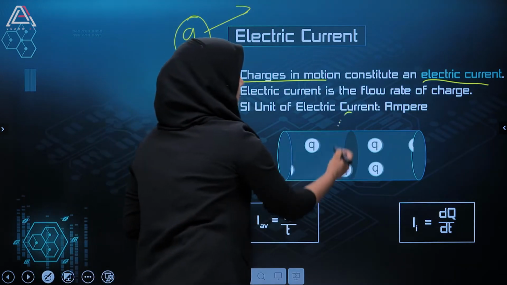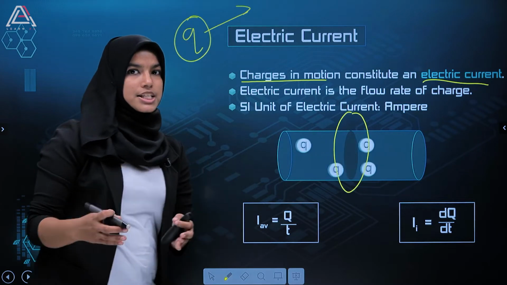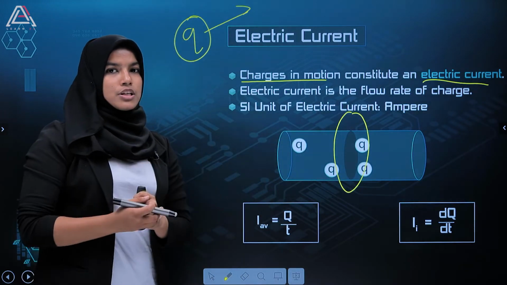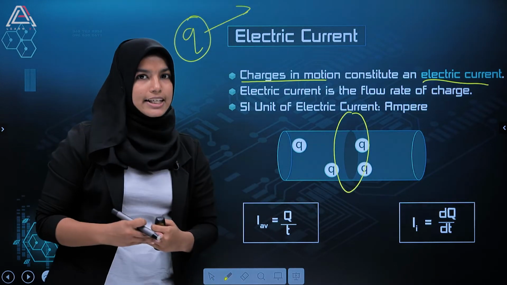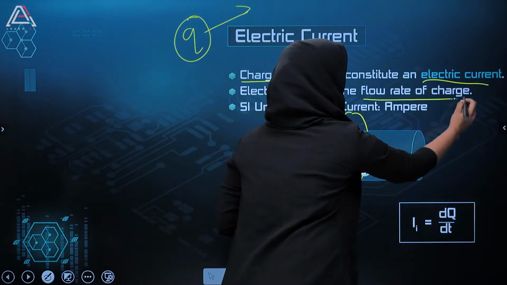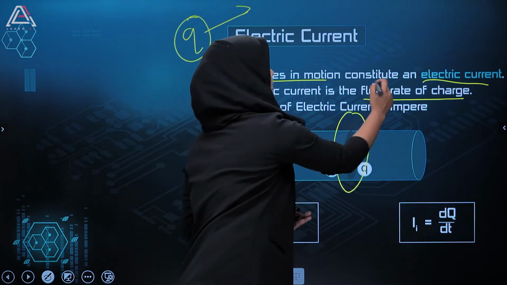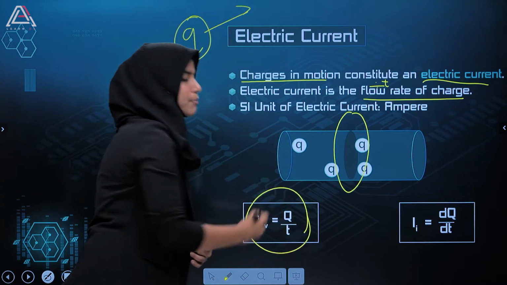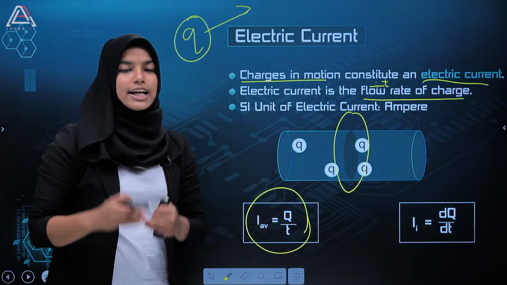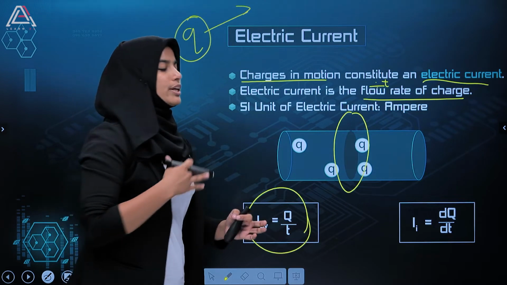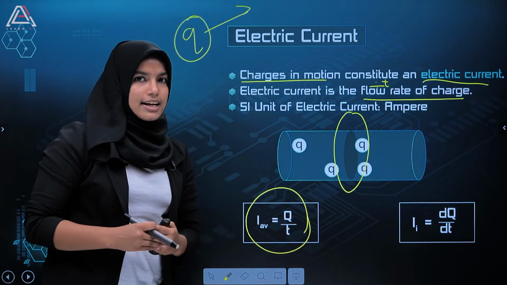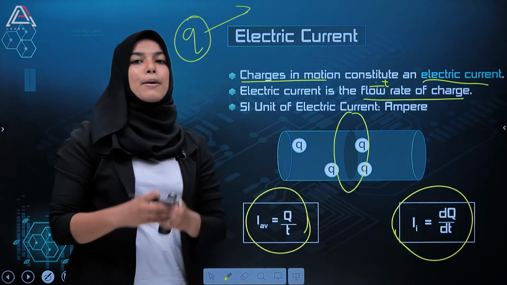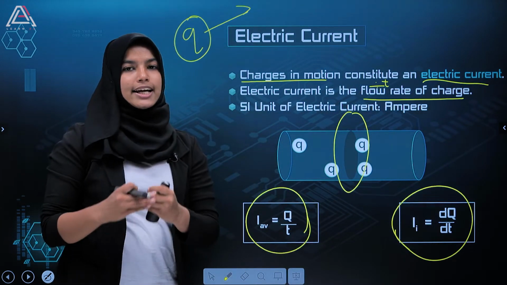If I am taking a particular area, I will be measuring the charge that is obtained there per unit time. So we can also define electric current as the flow rate of charge. Flow rate means divided by t. So charge divided by time gives the mathematical representation of electric current. Also, we can calculate electric current in the instantaneous case as dq by dt. So that's the mathematical representation of electric current.